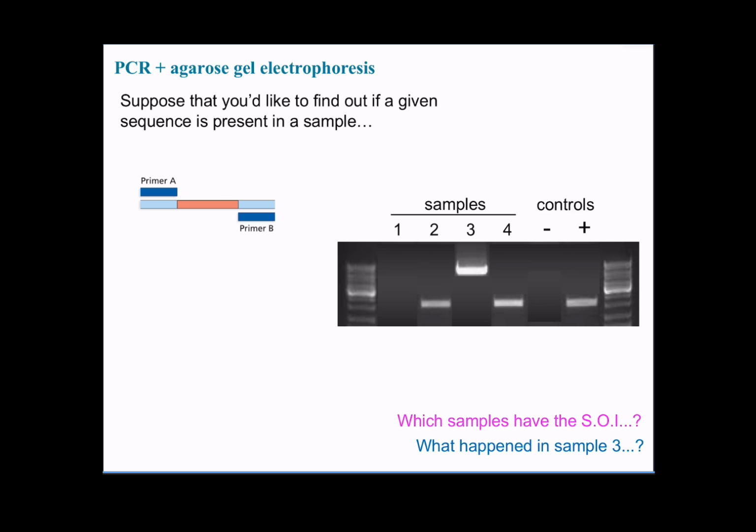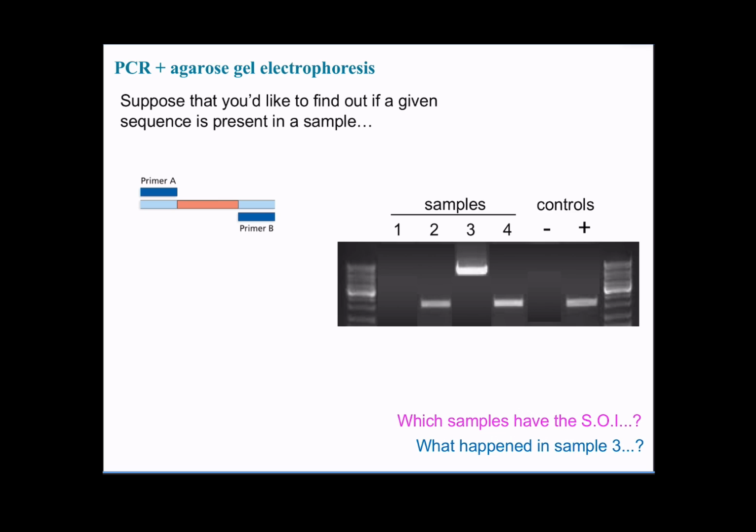up by PCR are the real thing, and it's not just coincidence, because it could be coincidence that your samples 2 and 4 did not have your sequence of interest, but the primers that you use just happen to pick up an amplicon of about the same size. Somewhat unlikely, but not impossible.